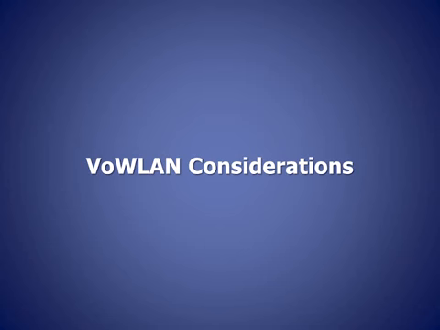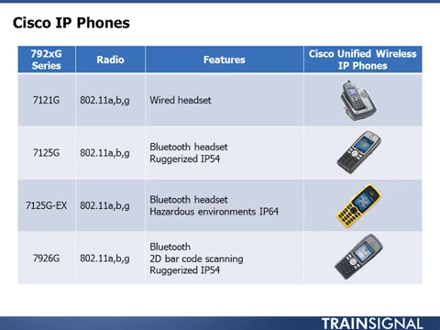Whereas the 7125, that one introduced a Bluetooth headset, so you don't have to hold the phone up to your ear to have a conversation. You can have it in your back pocket and then have a Bluetooth earpiece. It's also ruggedized, so for people in environments that may drop it. The 7125 is for a hazardous environment, so it's got a cover on it should things spill on it. So if you're working in a manufacturing environment, for instance, that can be quite useful.